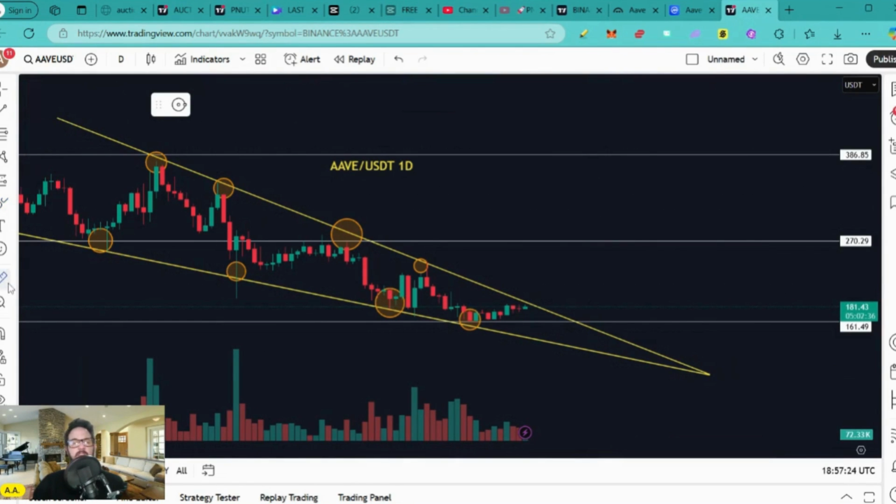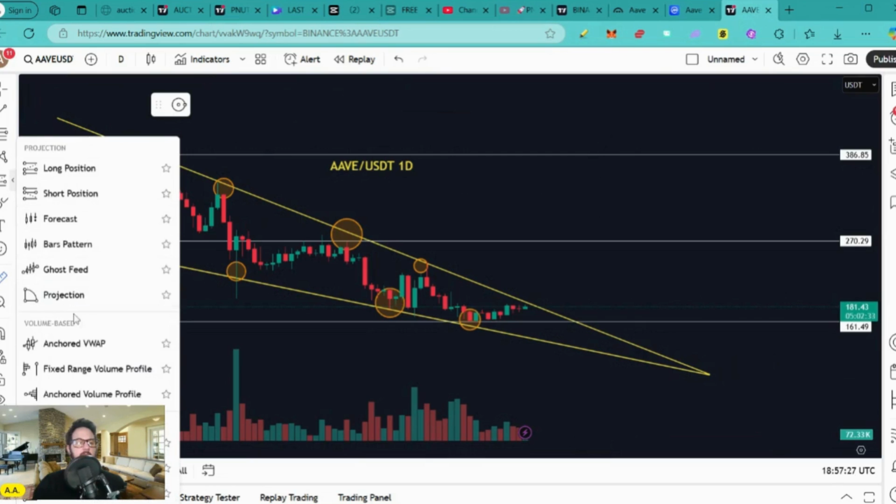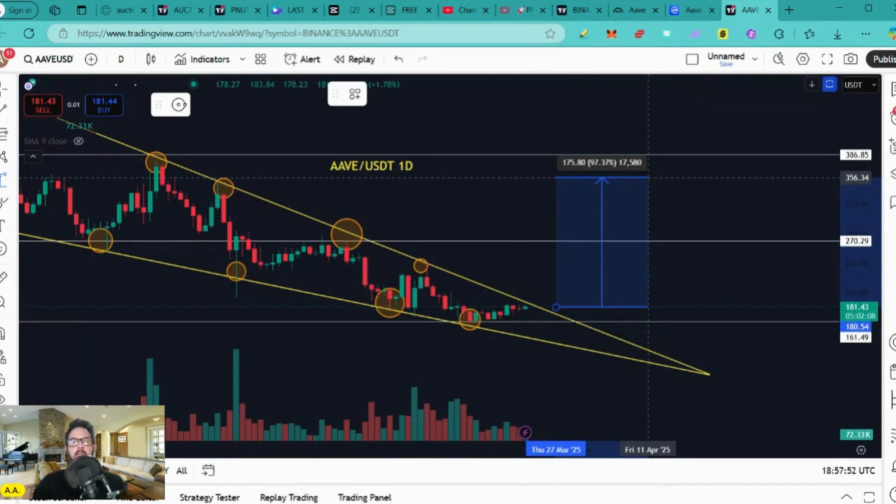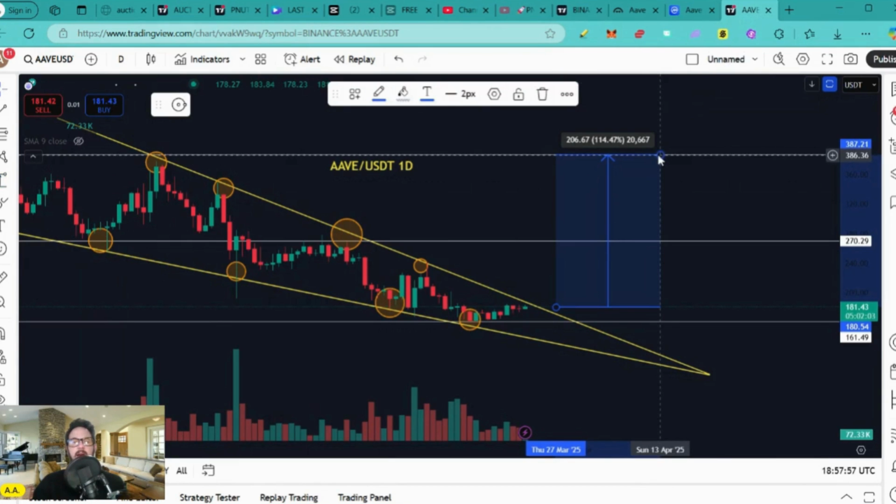I have a few targets here for you guys. Let's look at the measured moves from the current price levels. If we see a breakout right now, the measured move to this first target that's located at $270, 270.29 to be exact. That's a 49% move, almost 50%. The second target is located at $386, 386.85, and that's a measured move of 114% from the current price levels.